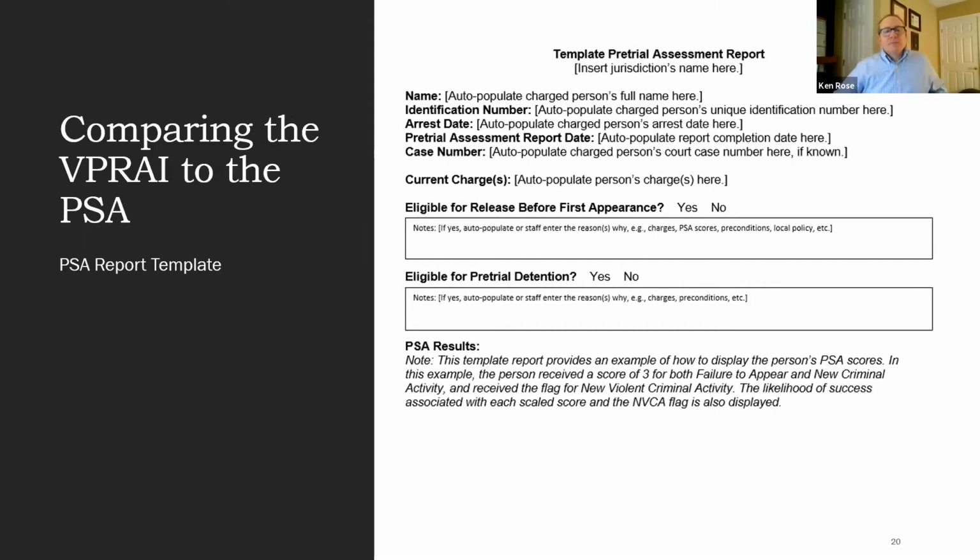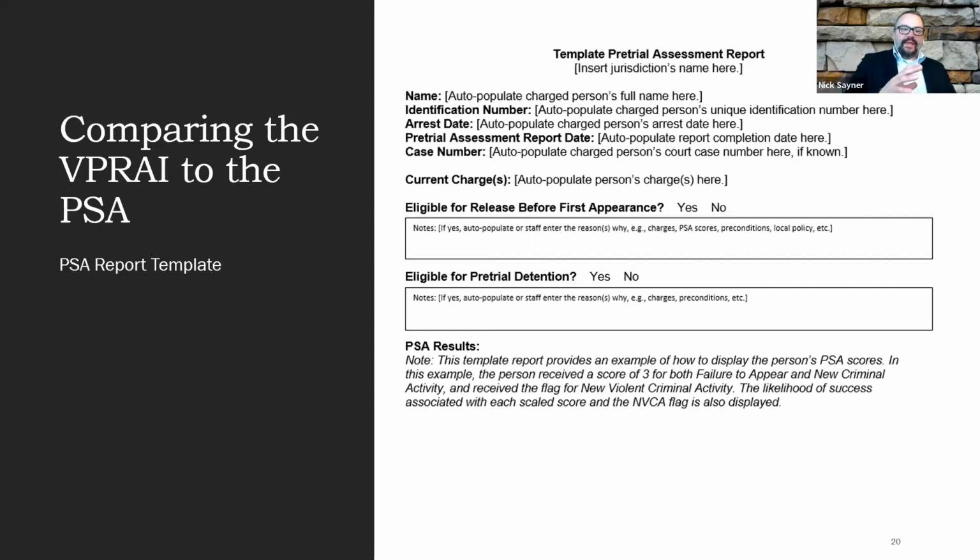Sure, and again, in an effort to be as transparent as possible, this is a template that none of my jurisdictions use that uses the PSA. They have some really evolving and new software that actually, once you do scoring and once you enter in certain information, it will literally auto-populate this template for you. So there's no manual entry.